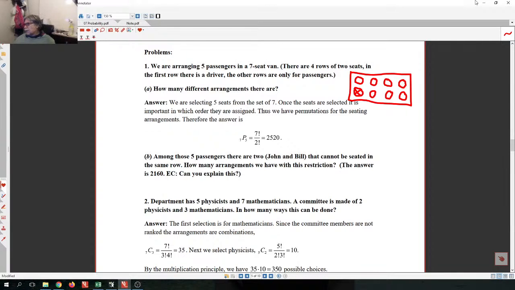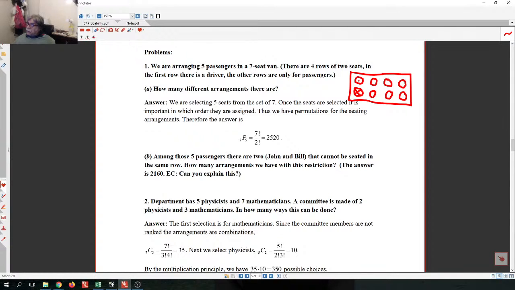The next thing to ask, does order matter? Order does matter. Let me argue that. So, for example, if you have Bill and John and 3 others, John might sit in the first row, and Bill might sit in the last row. So you selected this seat and this seat.